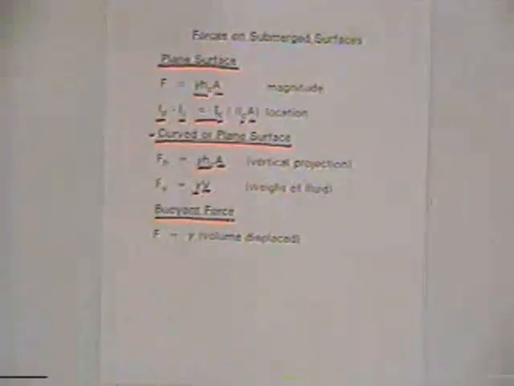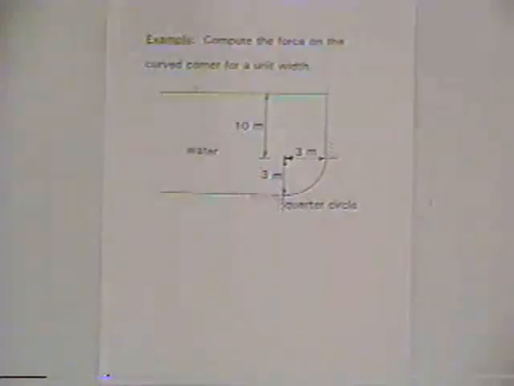Now, a second approach, and we could actually apply this second approach to the problem we just computed, but instead of doing that, we'll apply it to a different situation, just to have a different example. But it's more general in that it applies to any shape, curved as well as plain flat type surfaces. And so we're going to compute a horizontal component and a vertical component. And here's a problem to allow us to do that. We want to compute the force on the curved corner for unit width.